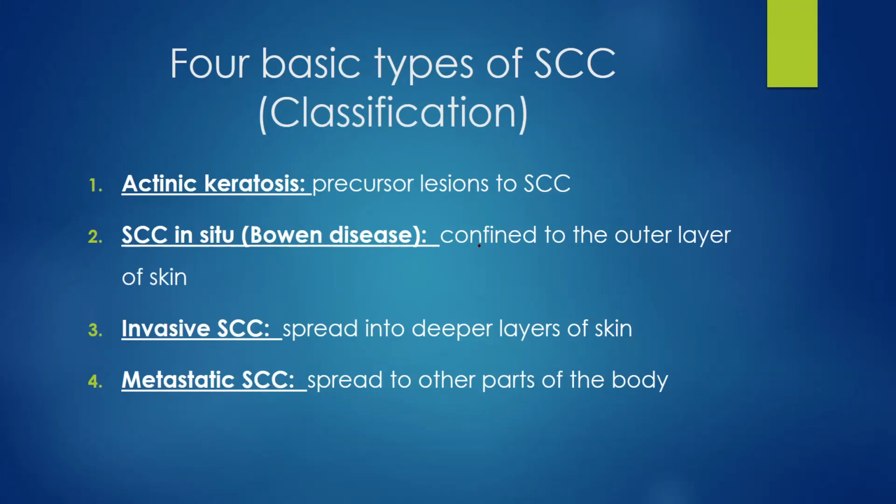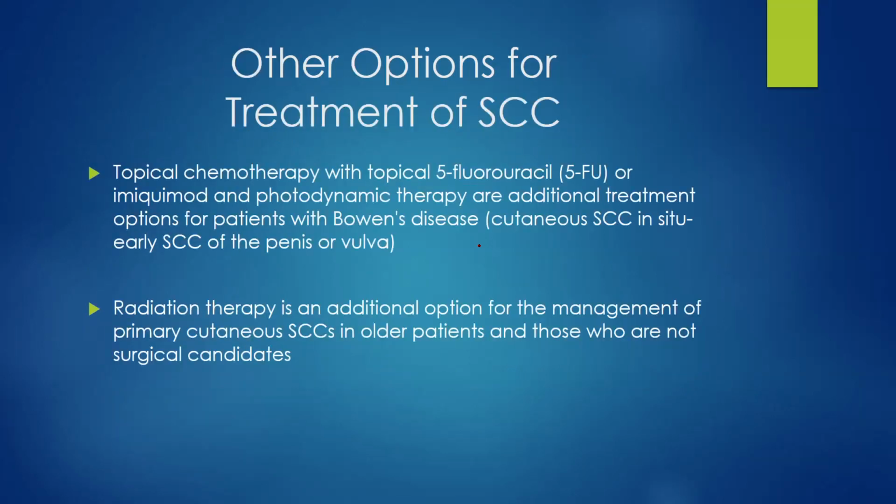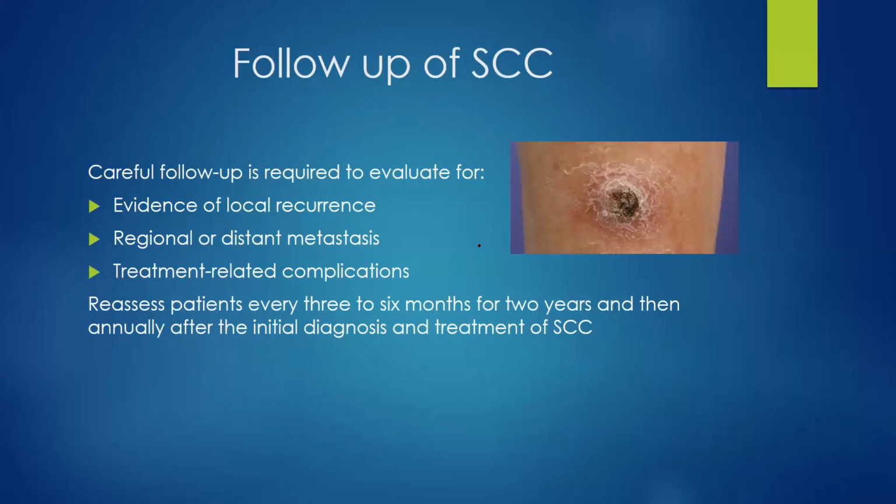4 basic types. So actinic keratoses is a type of squamous cell carcinoma. Then you've got squamous cell carcinoma in situ, which is considered Bowen's disease, invasive squamous cell carcinoma, and metastatic carcinoma. Spreads to different parts of the body. Treatment options include surgical excision, cryotherapy, electrosurgery, and radiation therapy. Other options for treatment include chemotherapy with this topical 5-fluorouracil, and then radiation therapy as well.